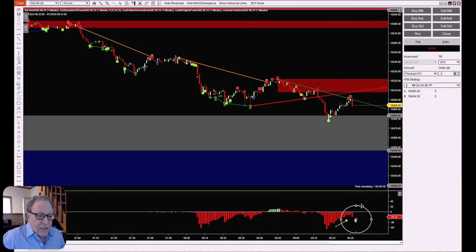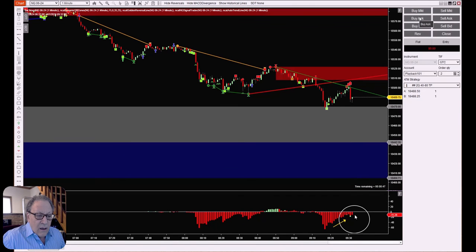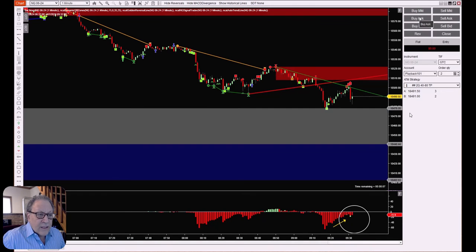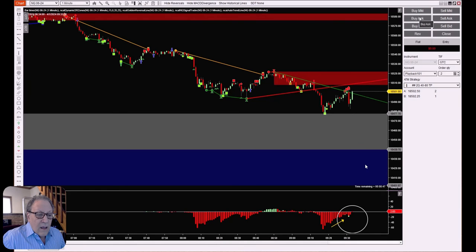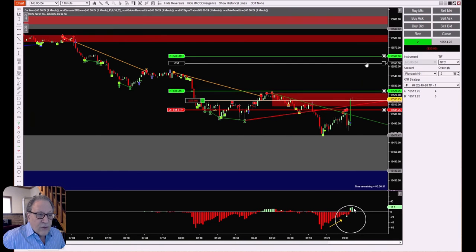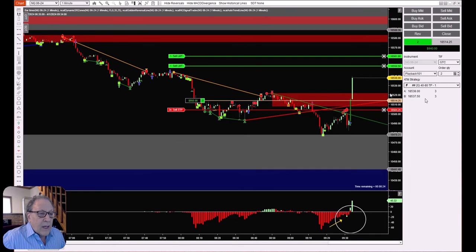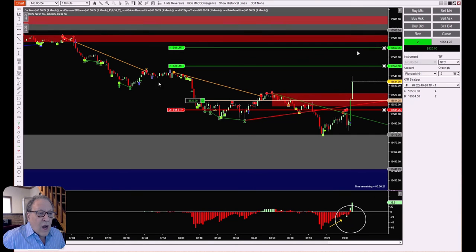Now, as you can see on the bid-ask, we had buyers jump in and take control, starting to switch to green. Little bit of a reversal, so not quite there yet. And boom, now we're in as the buyers take control. I'm in with a buy order with 2 contracts.